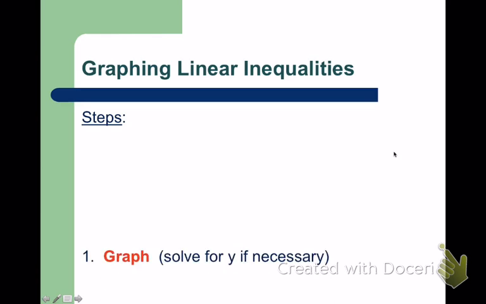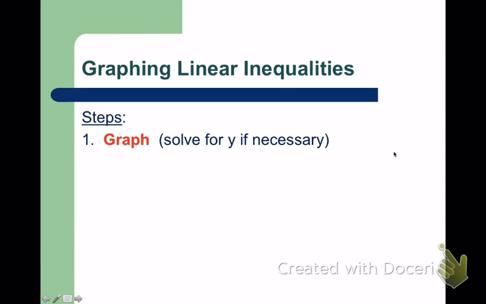Go on to the next page on your handout. So when we graph linear inequalities, the first thing we do is just graph the points, just like we've done before. If you need to, solve for y if it's in standard form. The second step is we draw a solid or broken line. So again, if you have the equal sign, you draw the solid line. If you don't have the little equals on the inequality, you draw a broken line.